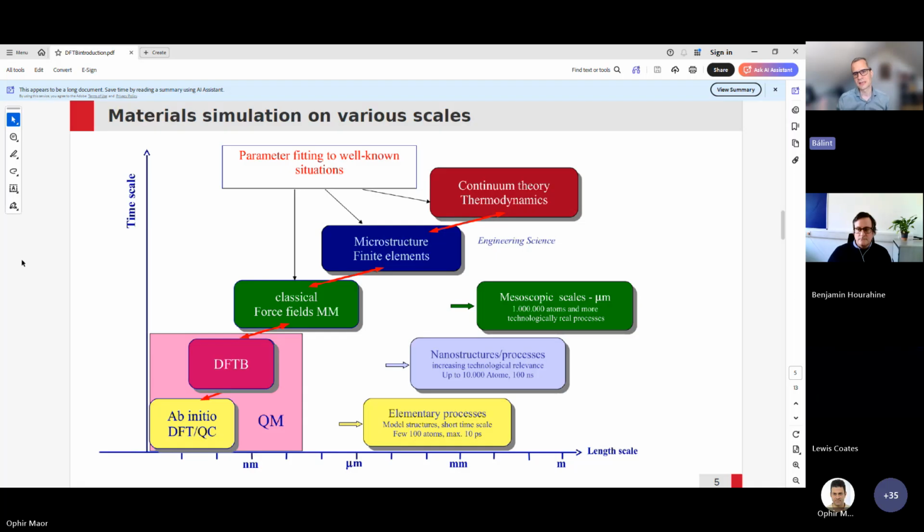And DFTB itself, the density functional based tight binding method, is on the lower side in this QM region. That means that we are still including quantum mechanics explicitly in the equations which we are solving, but we are not the most accurate method. We have some approximations, and some parts, which I will talk about in a second, are even fitted in order to speed up the process. But what distinguishes DFTB is that you get a fast way of doing explicit quantum mechanical simulations.